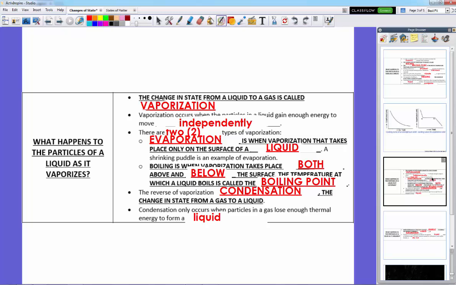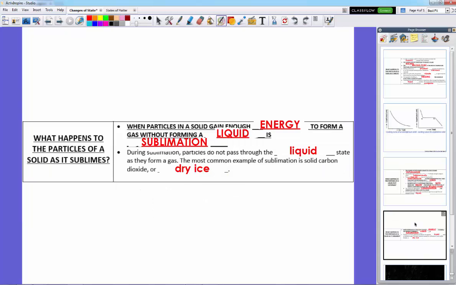And the opposite of all that, when a gas slows down and condenses into a liquid, that's what we call condensation. Sometimes particles of solids can warm up so quickly or be exposed to temperatures that are far above their melting point that they just completely jump to a gas, and that's what we call sublimation. So that's our lesson. That's the end of the chapter.